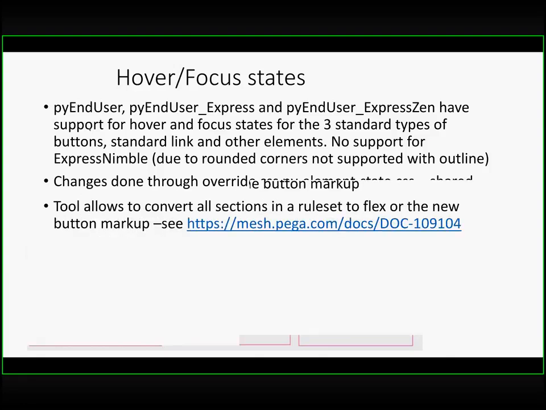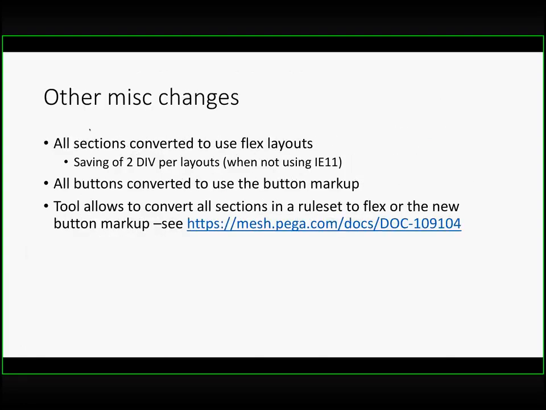Other major changes is converting to Flexbox. If you look at this document, there's actually an activity that is now provided as part of the product in UIKit that allows you to upgrade a set of sections in your rule sets to Flex. So you enter your rule set name, your rule set version, the name of the activity that you want to perform, and then it's going to upgrade automatically all the sections in your rule sets, creating a nice branch that you can use for testing.